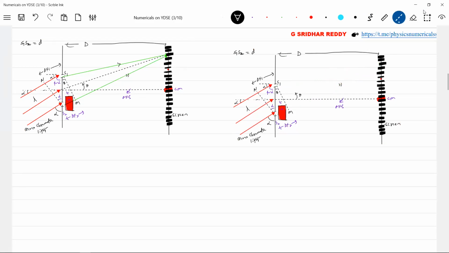So what is the requirement? The central maxima should be there at the axis. We have everything in front of us. Who will cover more path before the slits? Ray 1. Who will cover more path after the slits? Ray 2. If you bring a slab in the direction of the path of the ray, then the path length of that ray will increase.